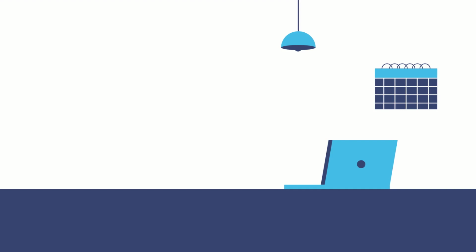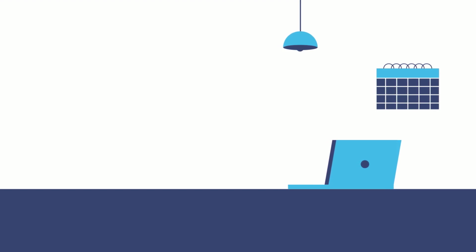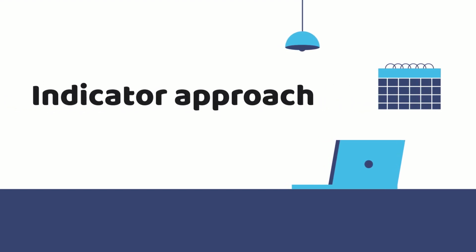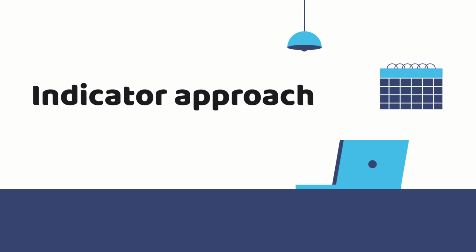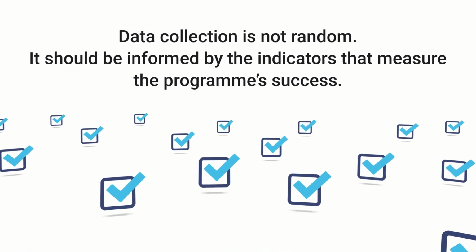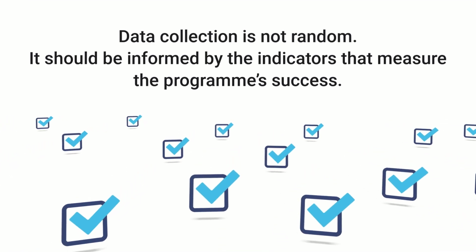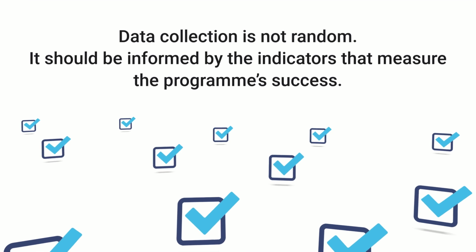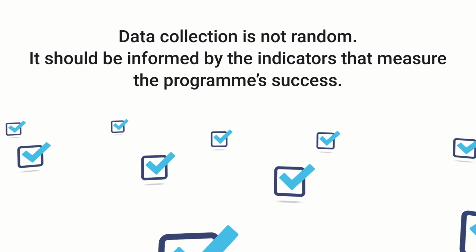Now that we've looked at why collecting data is important and helpful, we can get into what kind of data we should be collecting using the indicator approach. Indicators are the markers or signposts we use to determine whether we are achieving our goals. Indicators can either be developed by an organization or informed by sector standards.